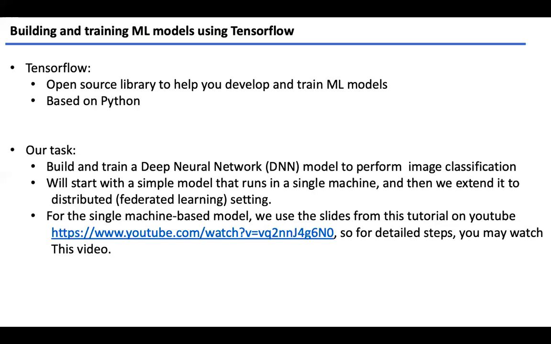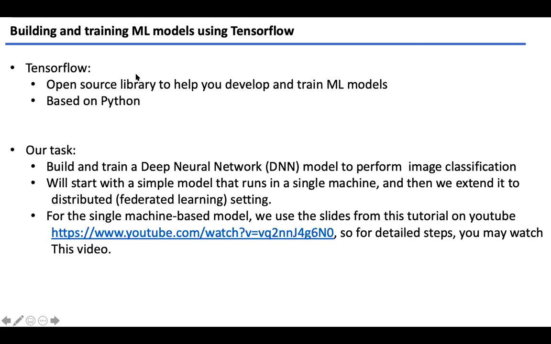Now we come to describe building and training a machine learning model using TensorFlow. I will walk you through all the steps, from building just one neural network layer on a single machine, and then we will go deeper and build a deep neural network on a single machine. After that, we will implement the distributed or federated version of it, where we have a number of collaborating workers or agents that are training collaboratively.